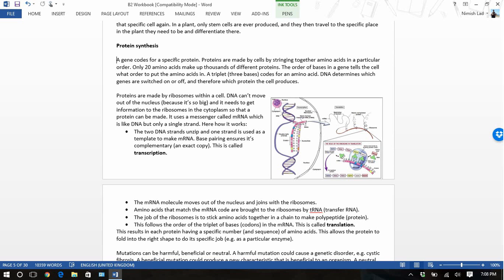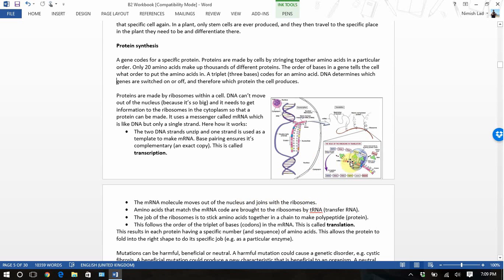The base pairing ensures that it's complementary, so that's called transcription. It says, here I am, this is what I look like, make a copy of me. That copy is called mRNA. That mRNA molecule then moves out of the nucleus, I'm down over here now, and joins with the ribosomes.